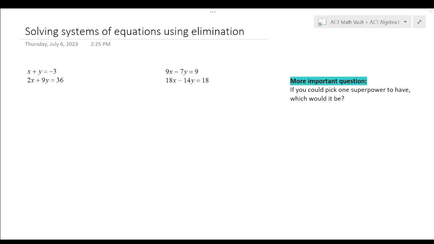Hi everyone, in this video I want to talk about solving systems of equations using elimination. Here are the two problems that we'll do.